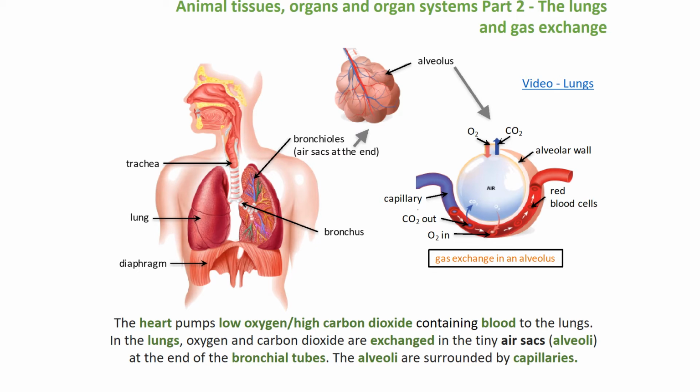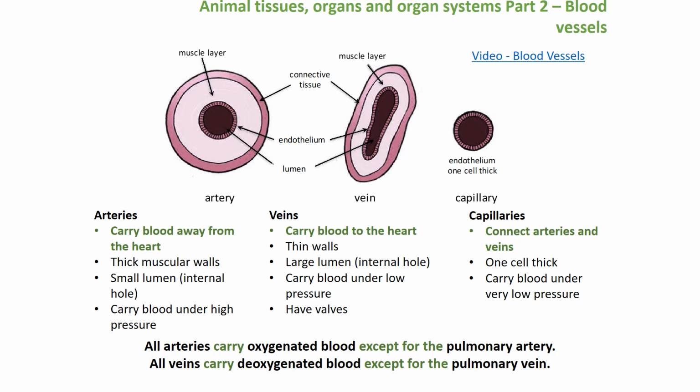Okay, so we're going to move on to the next one, and in this one we're looking at the blood vessels. We need to know the three main blood vessels, groups of blood vessels, which are the arteries, the veins, and the capillaries. And we need to know what the blood pressure is like in there and what adaptations those blood vessels have so they can carry out their function. So we're going to start with the arteries.